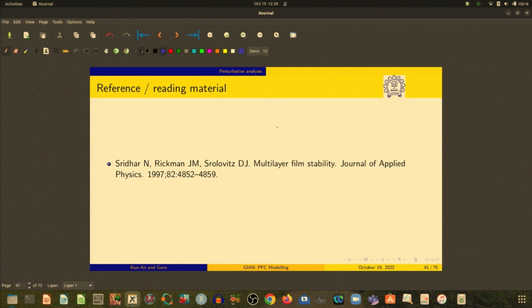In this case, I am using Sridhar, Rickman and Srolovitz. There is a nice paper, multi-layer film stability, in Journal of Applied Physics 1997. They also have a follow-up paper in Acta, I think, around the same time. But anyway, for what we discuss, this paper is sufficient.